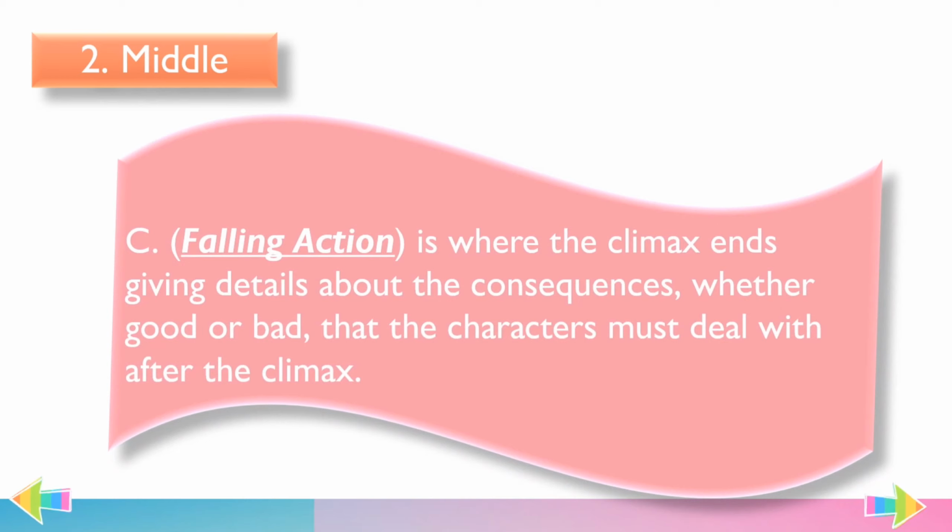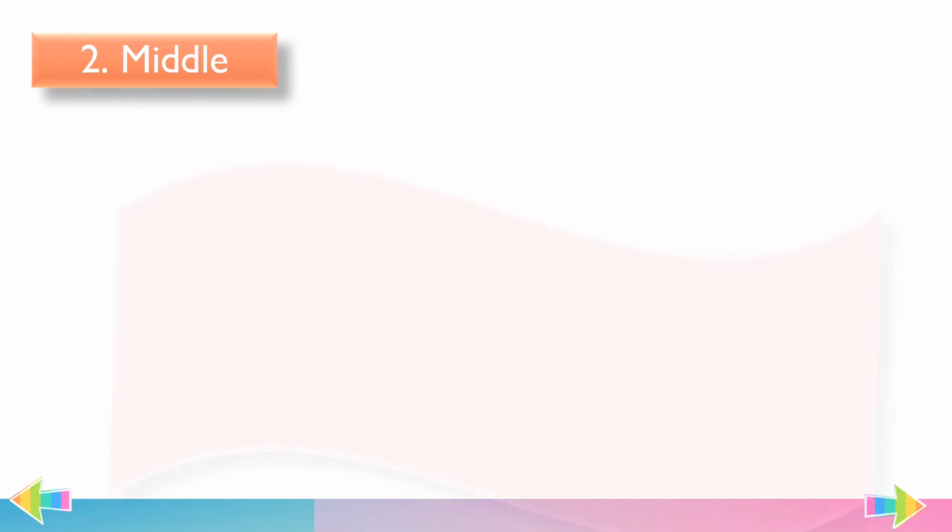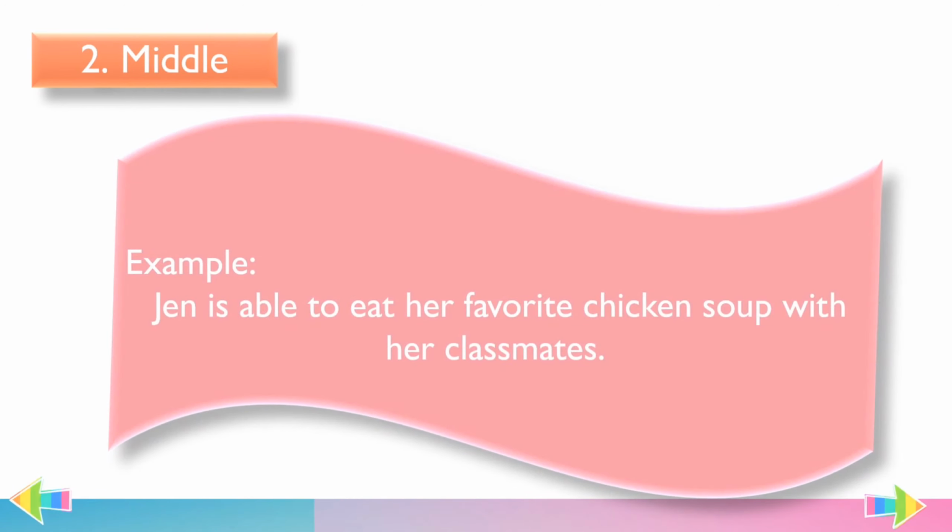And lastly, in the middle part of a plot is the falling action. This is where the climax ends, giving details about the consequences, whether good or bad, that the characters must deal with after the climax. For example, Jen is able to eat her favorite chicken soup with her classmates.